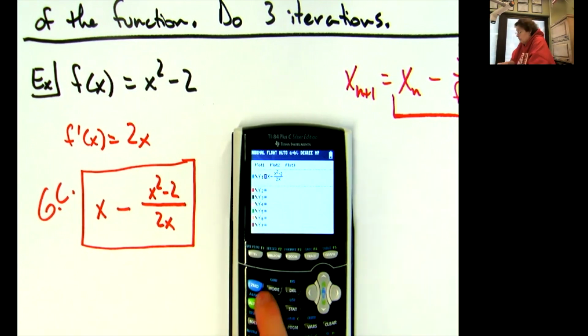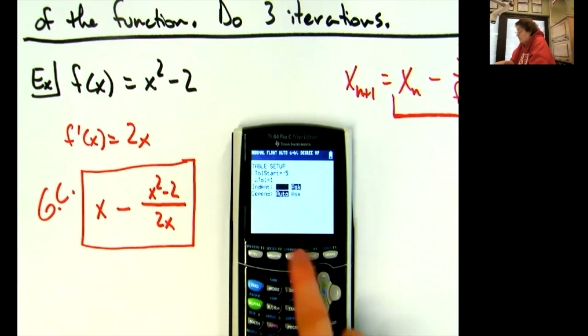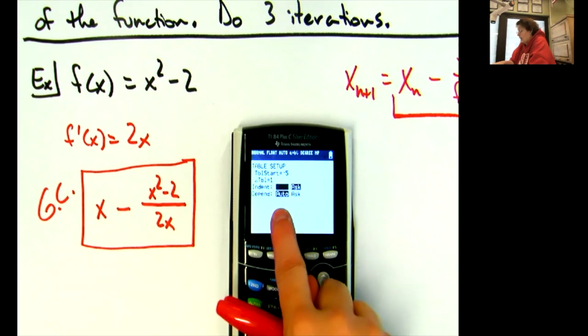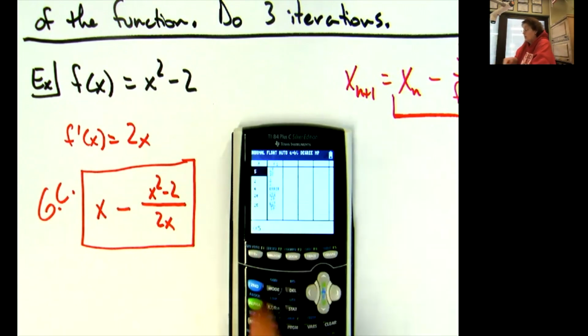Now I'm going to go over to my table of values. So second table. Let's see, how did I have my table set? I have my table set, and yours probably is too, on ask, which is fine. We want it on ask. We want the dependent on auto. Okay, let's go back to the table. It doesn't clear out on mine, so I've got a bunch of stuff in there. I'll just get rid of all those numbers because I don't want them in there.